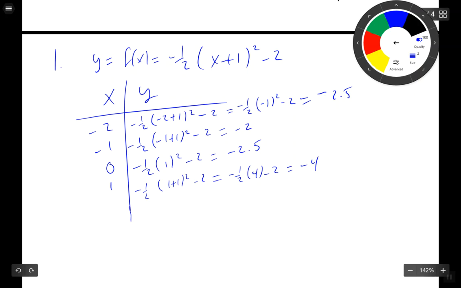Negative 1/2 times 2 plus 1 squared minus 2. That becomes 3 squared. What's 3 squared? 3 squared is 9. What's half of 9? 4.5. So negative 4.5 minus 2, and that one's negative 6.5.